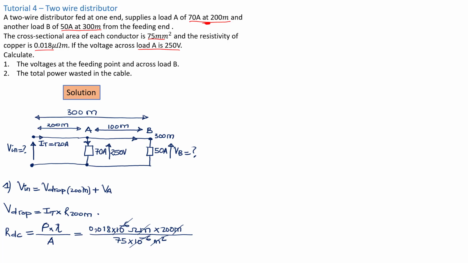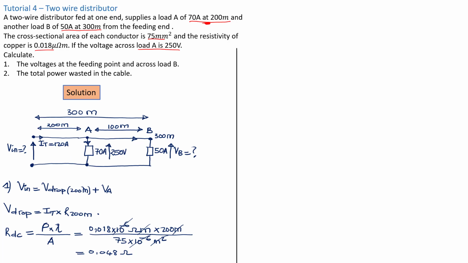So we only have 0,018 that we need to calculate. 0,018 times 200, and the whole thing must be divided by 75. So we find a resistance here that is equal to 0,048 ohm.